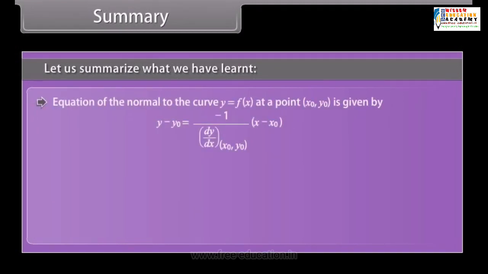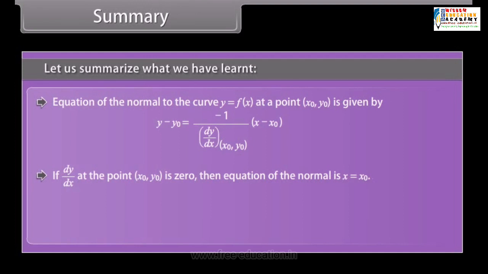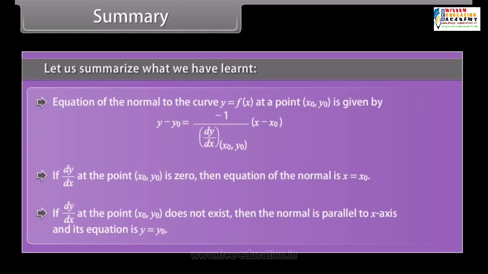Equation of the normal to the curve y = f(x) at a point (x0, y0) is given by y - y0 = -1/(dy/dx) at (x0, y0) times (x - x0). If dy/dx at the point (x0, y0) is 0, then the equation of the normal is x = x0. If dy/dx at the point (x0, y0) does not exist, then the normal is parallel to the x-axis and its equation is y = y0.